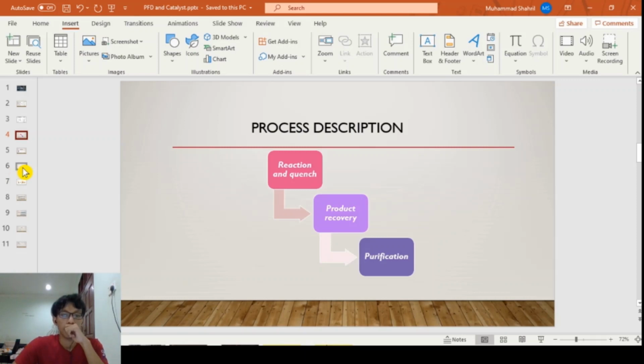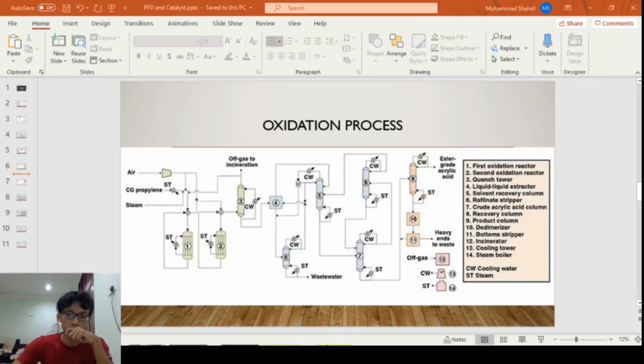Okay, I will start with the reaction and quench here. The first step is the chemical grade propylene. Chemical grade propylene is mixed with steam and air, and fed to a two-step oxidation reaction system here. First step, second step. You can see here the first oxidation reactor and the second oxidation reactor, number 1 and number 2 here.